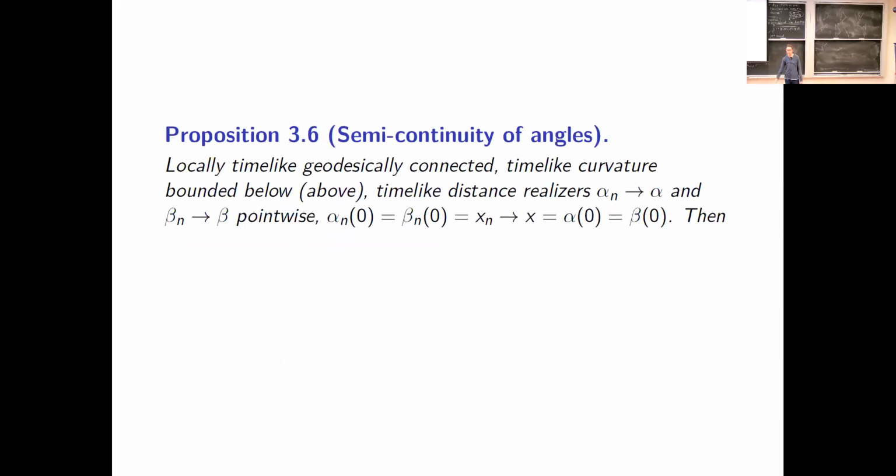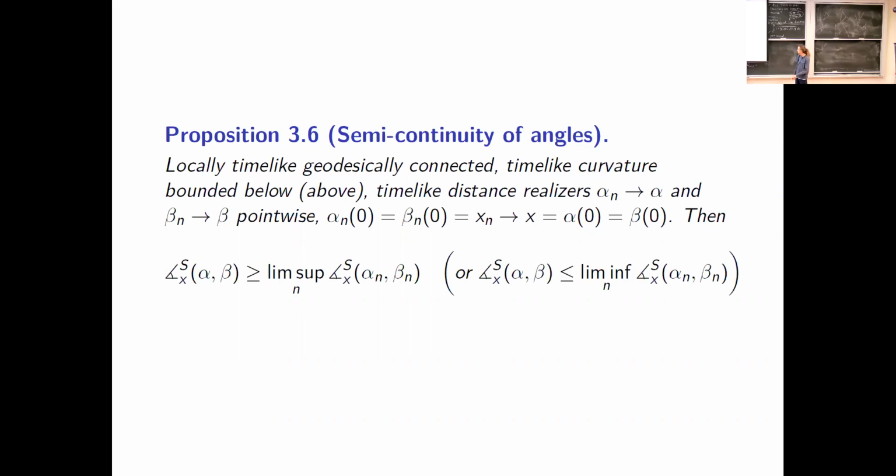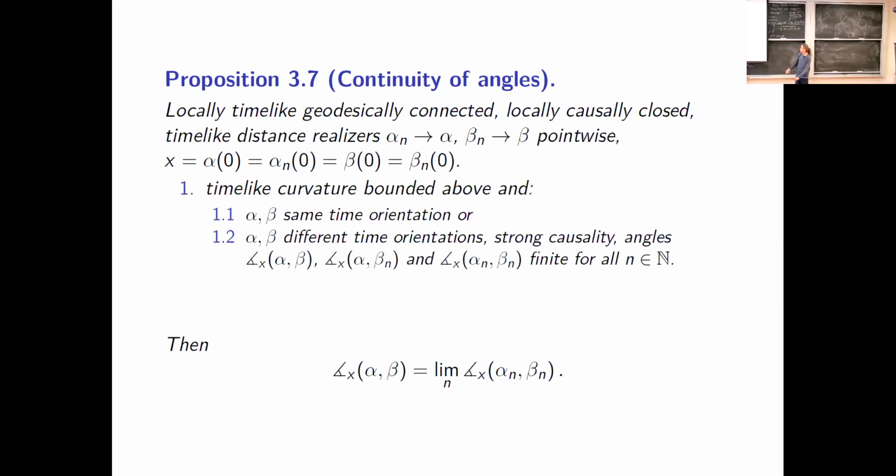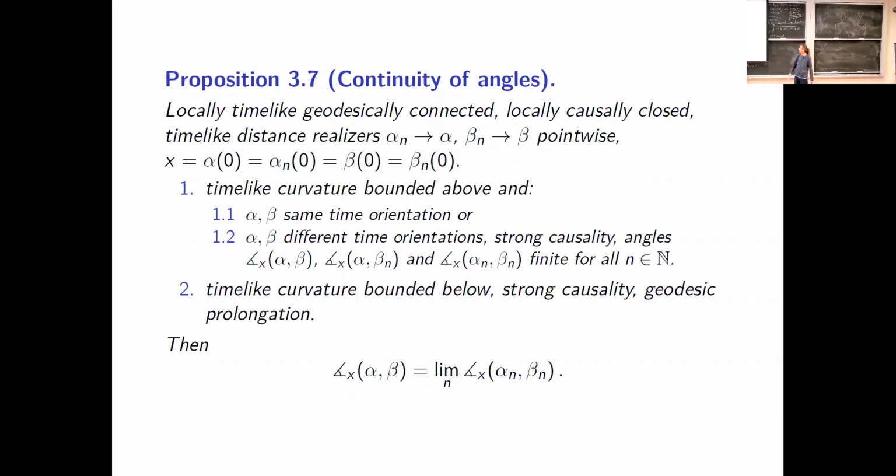Okay, we also have semi-continuity of angles. Basically, we have distance realizers converging pointwise, meeting at a point such that comparisons, such that one can make angles. And then we have semi-continuity, depending on the curvature on the one or the other. And similarly, this time we cannot have the base points converging. We have to make them fixed. Then we even have continuity of angles under time-like curvature bounded above in some assumptions, or time-like curvature bounded below and geodesic prolongation.